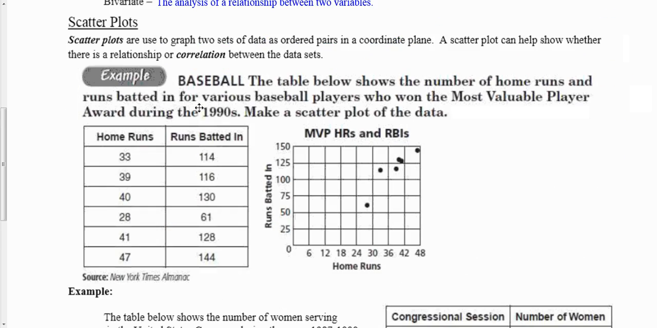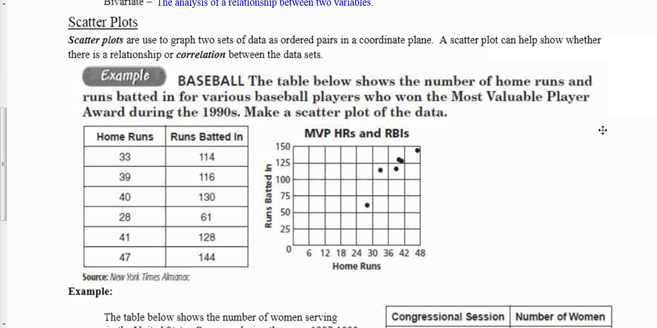So let's look into scatter plots now. Scatter plots are used to graph two sets of data as ordered pairs in a coordinate plane. Scatterplots can help show whether there is a relationship or correlation between the data sets. So as an example, here we have a picture of a table over here with all of our data, and you can see the scatter plot over here on our x and y axes. They are labeled, and we have a bunch of data points.